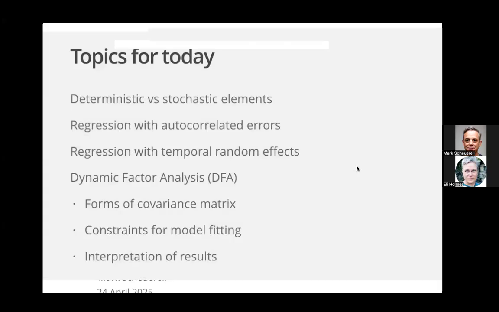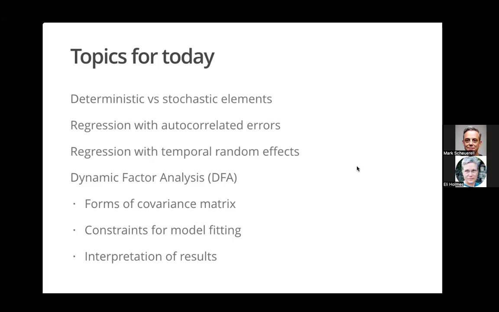Okay, so what are we going to talk about today? We're going to start this conversation by motivating this notion of deterministic versus stochastic components of models. Eli talked a little bit about this last time when we were thinking about covariates in MARSS models. Then we're going to talk about regression with autocorrelated errors. We touched on that briefly already. Then we'll talk about regression with temporal random effects. If that doesn't mean anything to you, as I just said those words, that's fine. It will by the end of class.